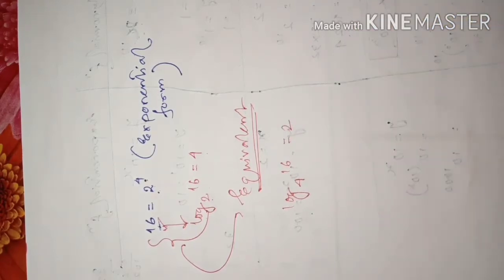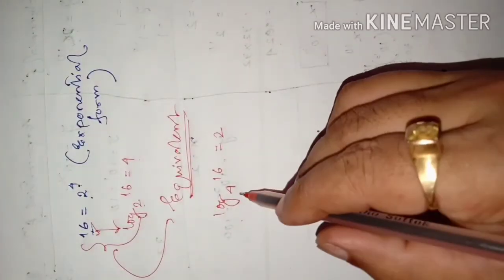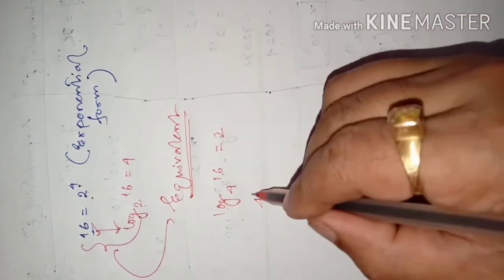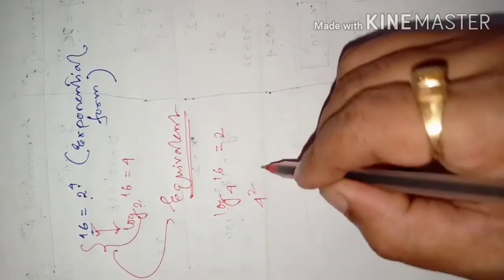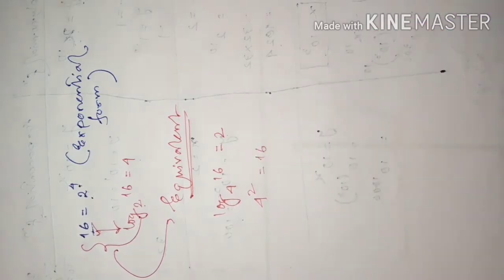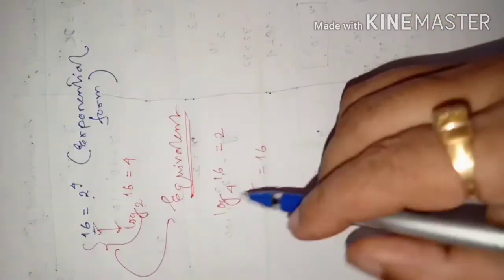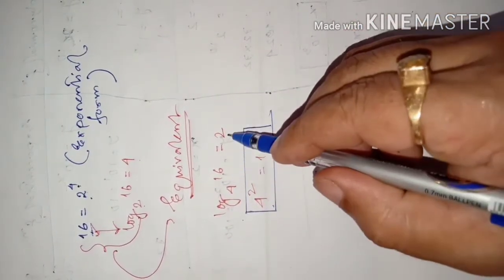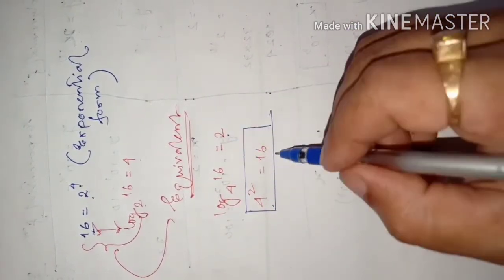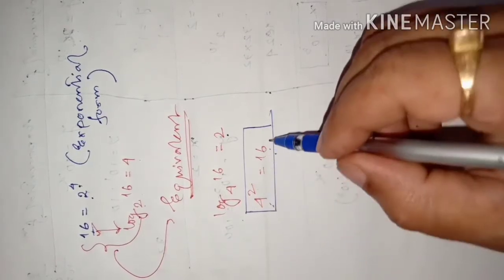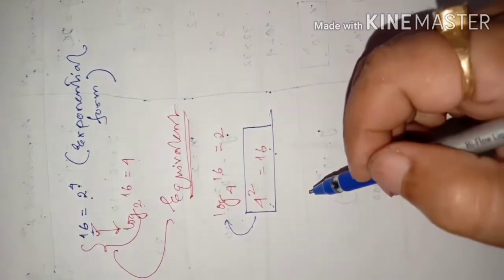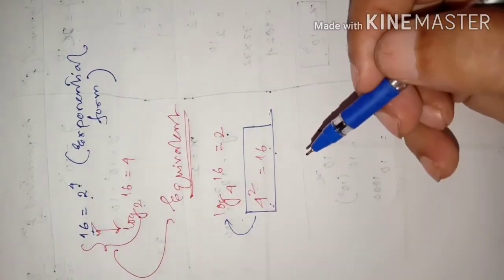Suppose I have log to the base 4 of 16 is 2. What shall I understand? It says that 4 as a base, if you raise its power to 2, then it will give you 16. Correct? 4 square is 16. So both these expressions are equivalent, giving the same meaning.